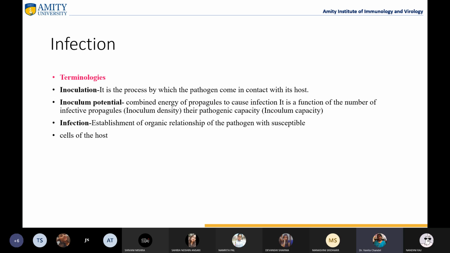Then infection: establishment of a parasitic relationship of the pathogen with the susceptible cells of the host. How they establish a relationship with the host, with the cells of the host. That process is called infection, right?